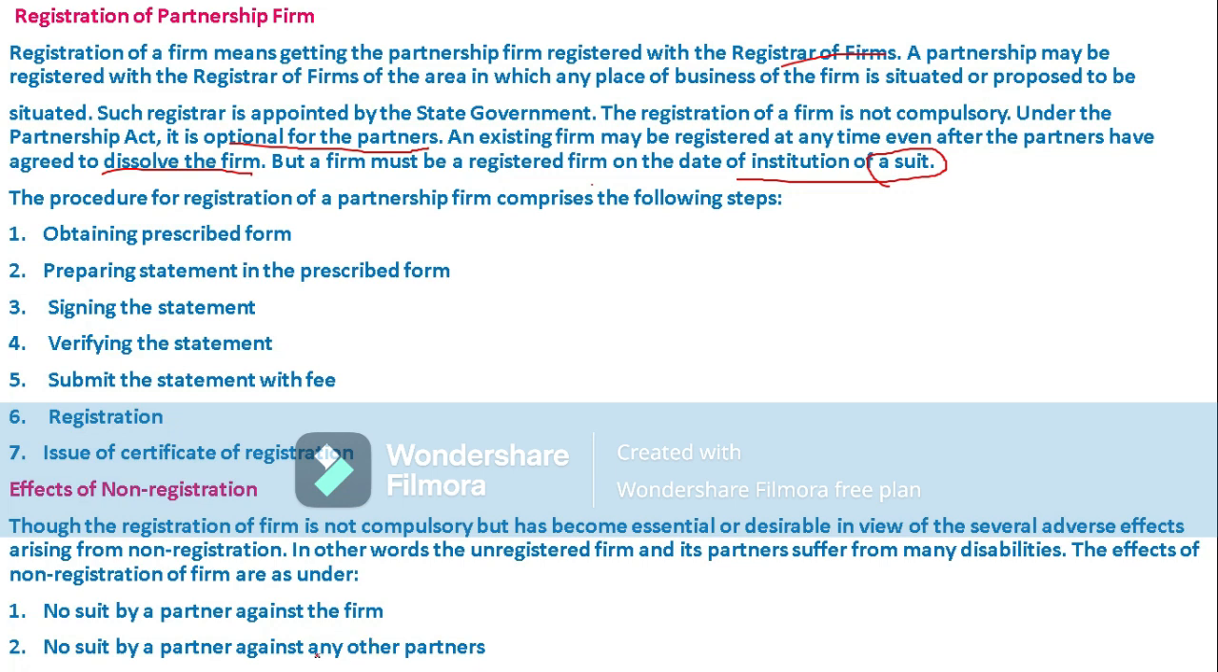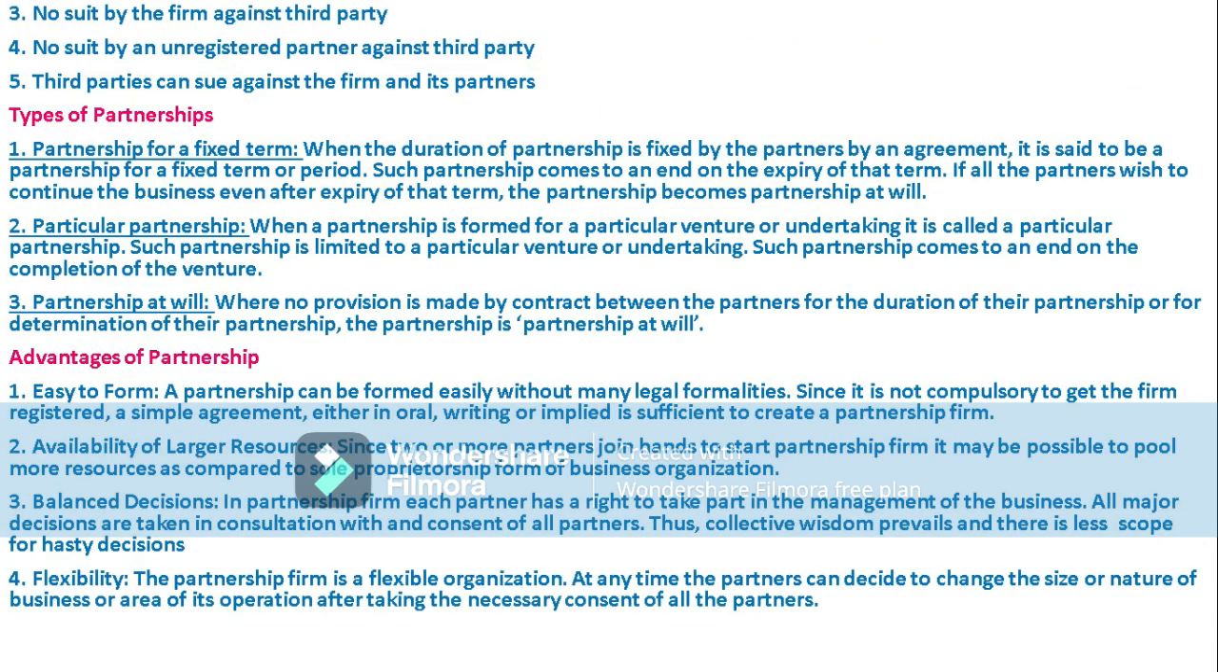Likewise, they cannot sue the firm, and they cannot sue any other partner also. So these are the effects of non-registration of firms. Likewise, no suit by the firm against a third party, because here the firm also deals with third parties like suppliers, customers, government, bankers, okay. So the firm also cannot sue the third party.